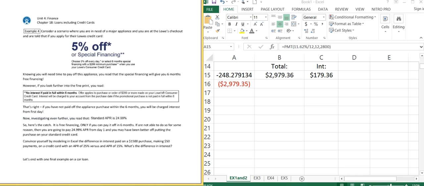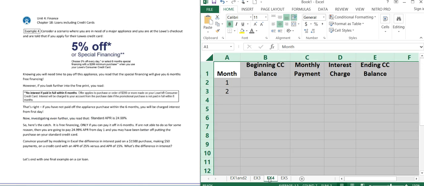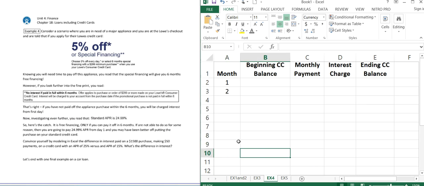All right, let's look at one more example here with a credit card. Going over to example 4 here, this is one of those teaser rates I'm talking about. In this example, suppose you go to Lowe's and your refrigerator went out and you need a refrigerator, right? And you're checking out and they offer you something. They say you can get either 5% off or some special financing. And so with their credit card, if you're making a minimum of a $299 purchase, then they are going to give you some special financing.